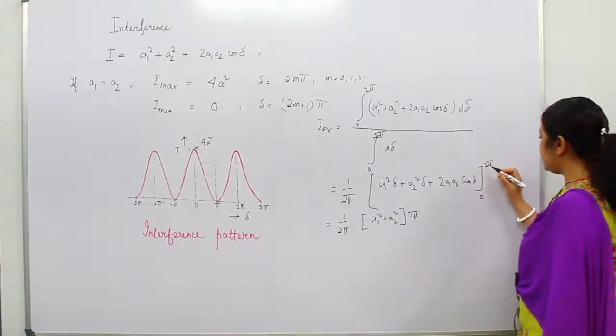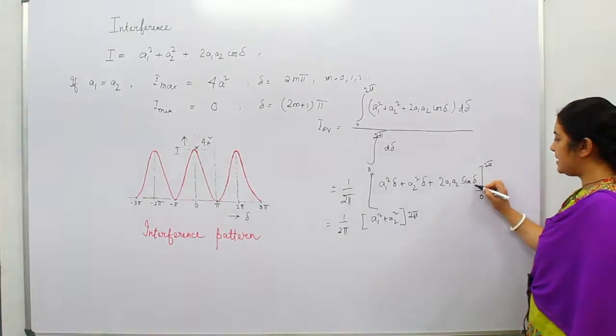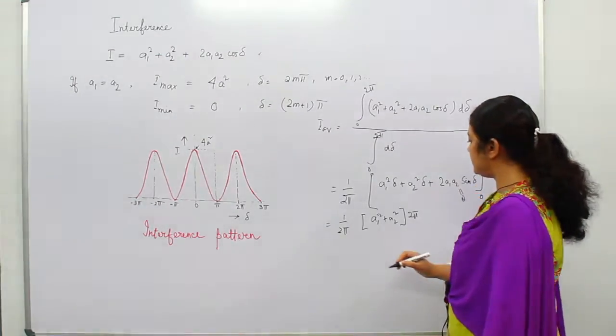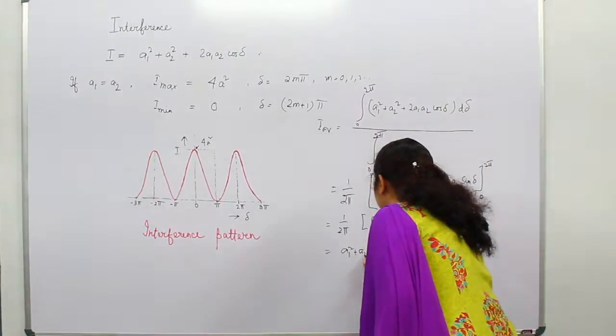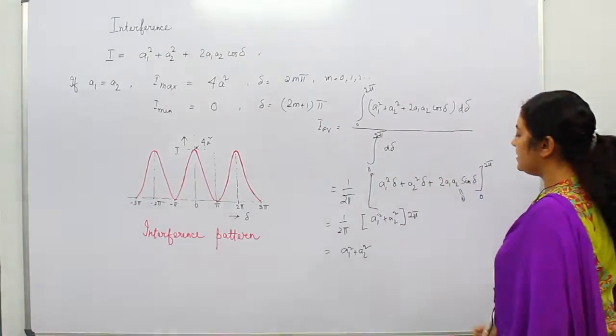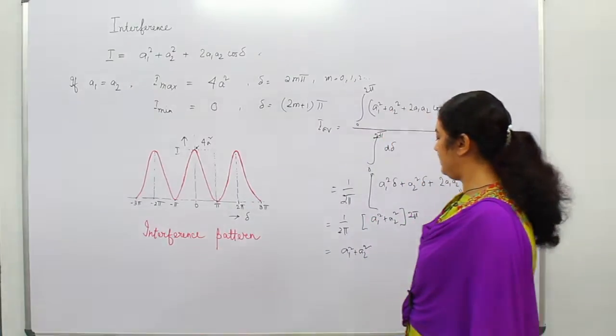Now see, if we put 2 pi in sin delta, we will get 0, and with 0 also we will get 0. So this will be nothing but 0. So what is the result? We get A1 square plus A2 square. This is the average intensity in the interval 0 to 2 pi.